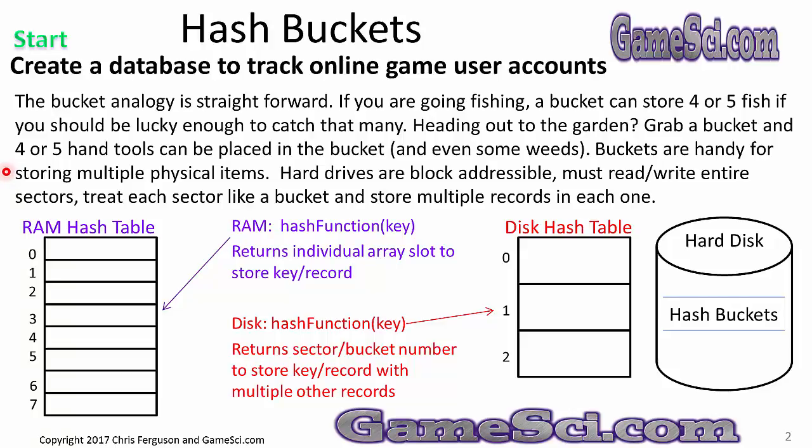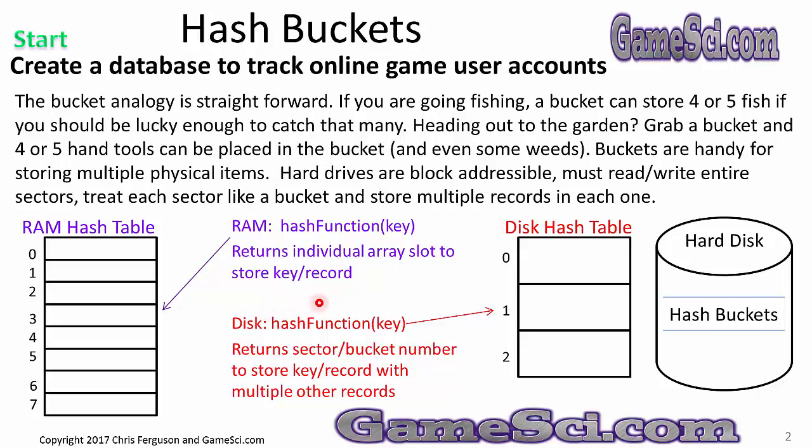Hard drives are block addressable. You must read and write entire sectors. Treat each sector like a bucket and store multiple records in each one. In RAM memory, a hash table is composed of individual slots of data. When you call a hash function of a key, it returns the individual array slot to store the key or record. In RAM memory, you don't have to worry about sectors and sector boundaries. But what about in a disk drive? A disk hash table has to be different.